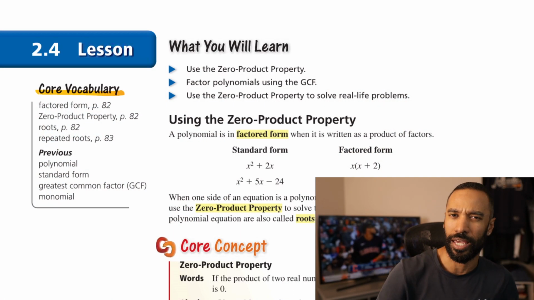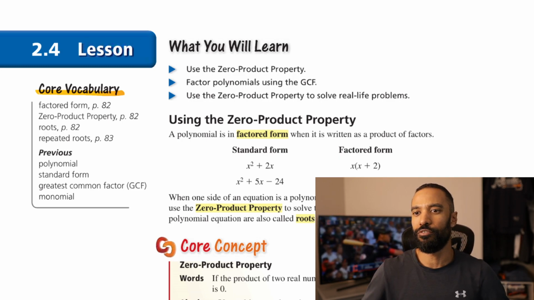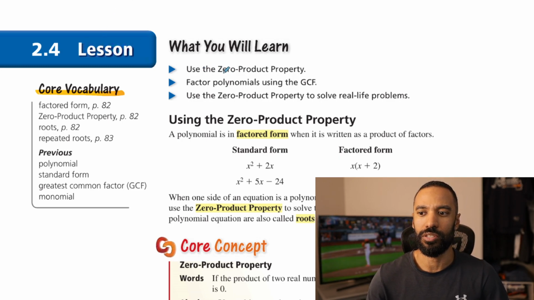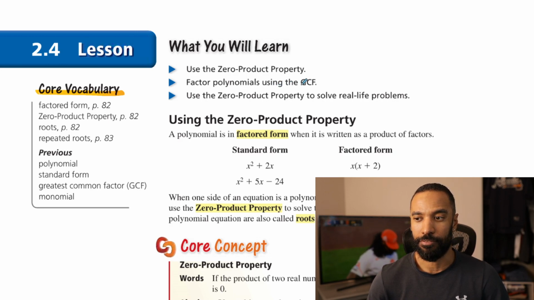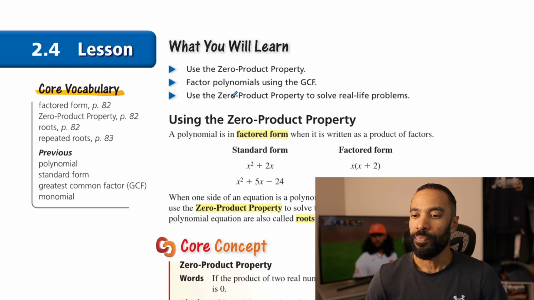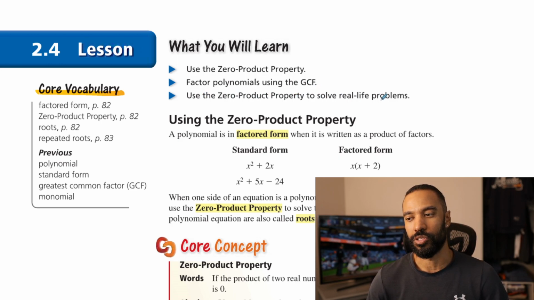Let's go ahead and take a look at what we got here. Section 2.4, we are going to begin by using what's called the zero product property, and I think they're going to teach it pretty well. It's in the name itself as well. We're going to factor polynomials using the greatest common factor. That's what GCF stands for. So if I ever say GCF, that's what I mean. And we're going to be using the zero product property to solve real life problems.